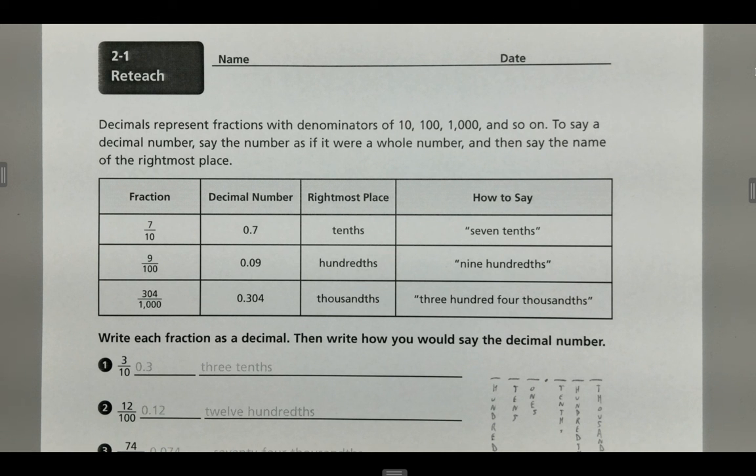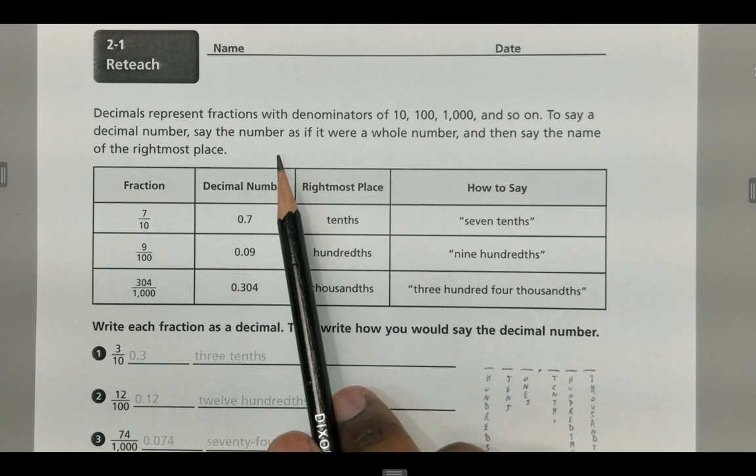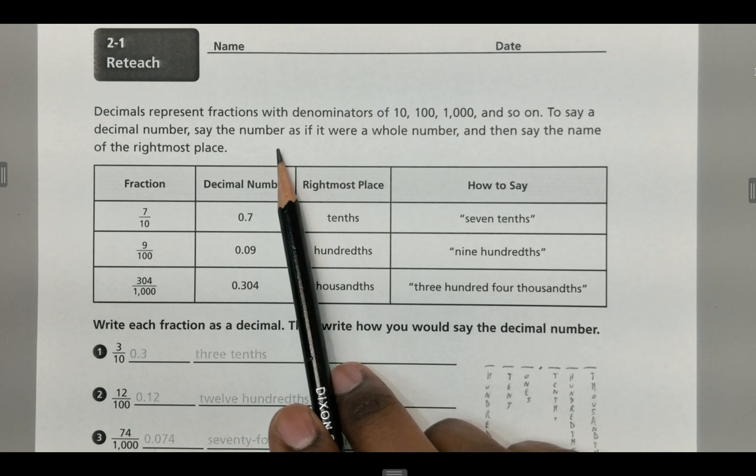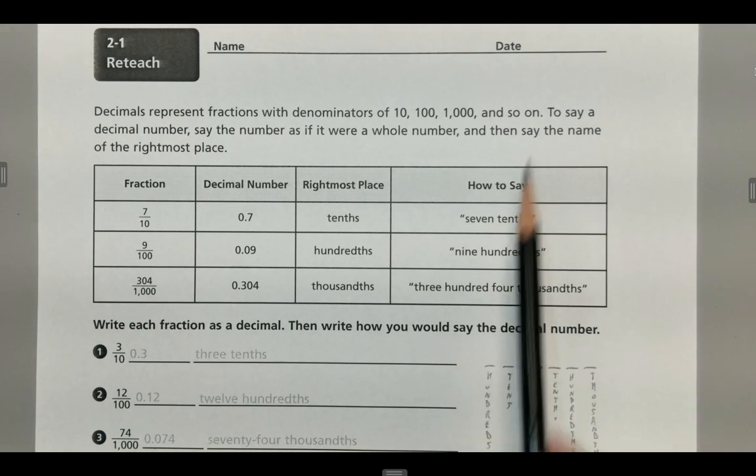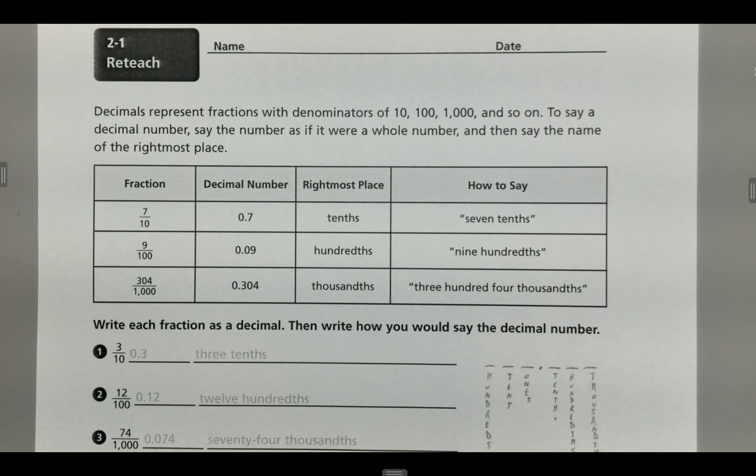I'm going to read the caption at the top. Please follow along with me. Decimals represent fractions with denominators of 10, 100, 1000, and so on. To say a decimal number, say the number as if it were a whole number, and then say the name of the rightmost place. Okay, so let's look at an example.